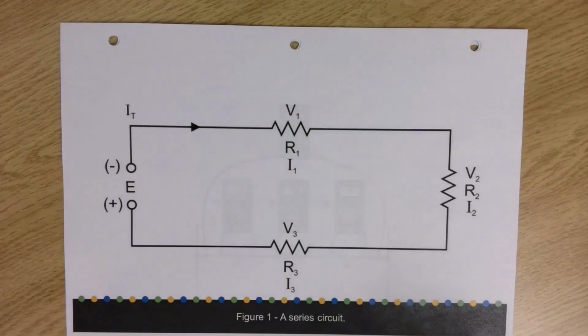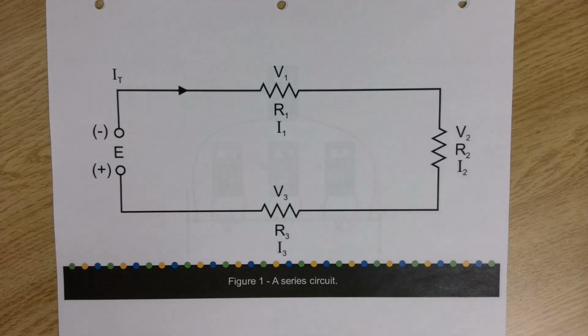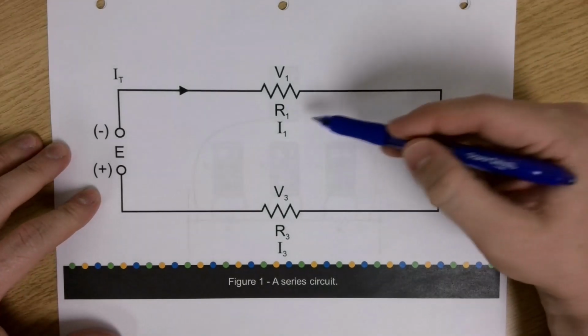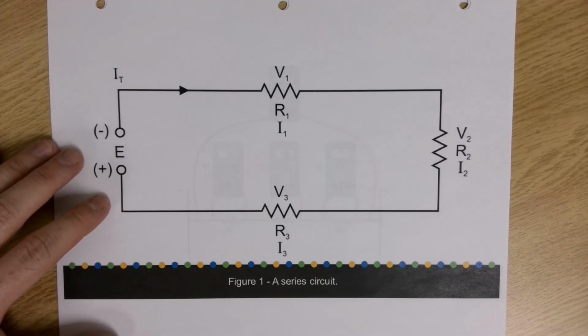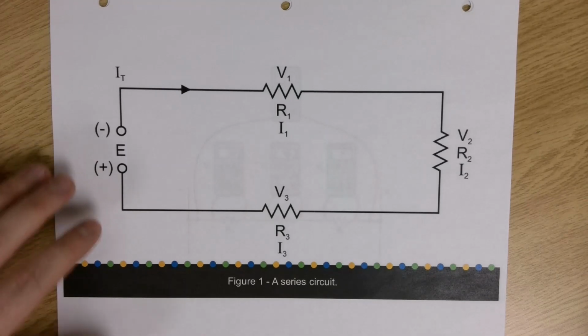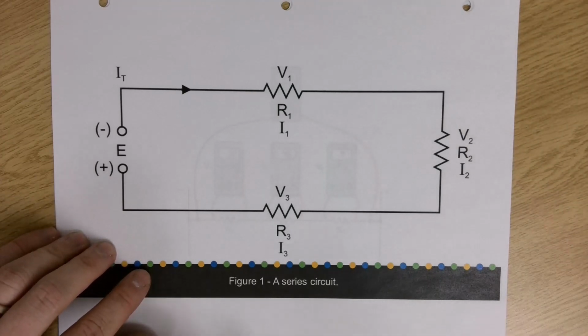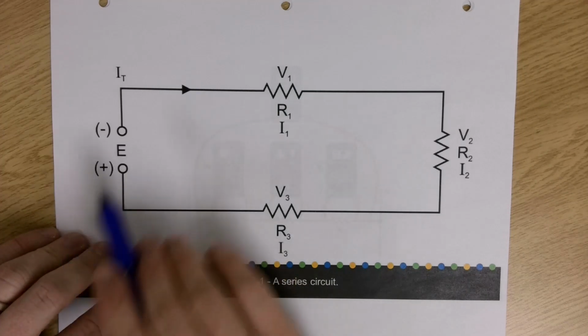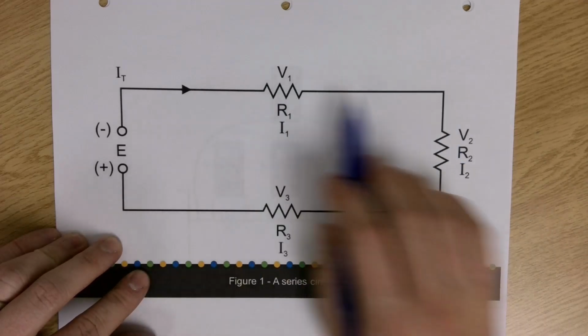Now let's look at some of the mathematical rules for a series circuit in reference to V, R, and I. I like these rules because they're the same in every series circuit. If you remember them, you can solve any of the series circuit problems once you get comfortable with the math. So, reiterating that there's only one path for current to flow.